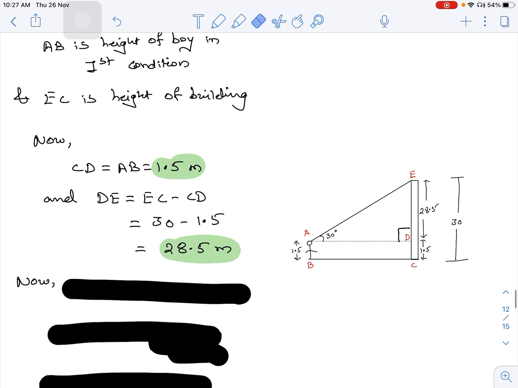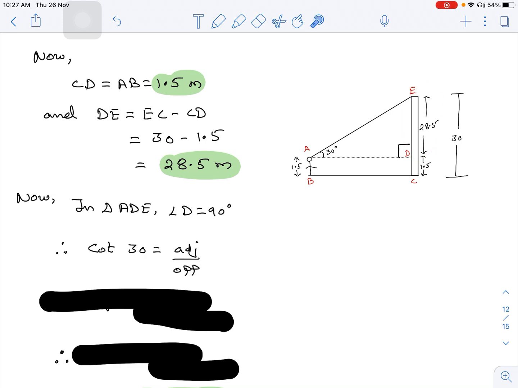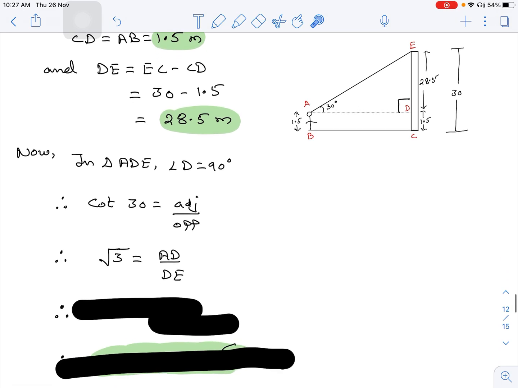Now further, in triangle ADE, angle D is 90 degrees. For this angle 30, this ED is the opposite side. We want to find this AD, so that is the adjacent side. So we need the ratio adjacent upon opposite. That ratio is what? Cot. So cot of this angle, that is 30, equals adjacent upon opposite. Which side is adjacent? The adjacent side for angle 30 is AD, so AD upon DE. And what is the value of cot 30? It is root 3.